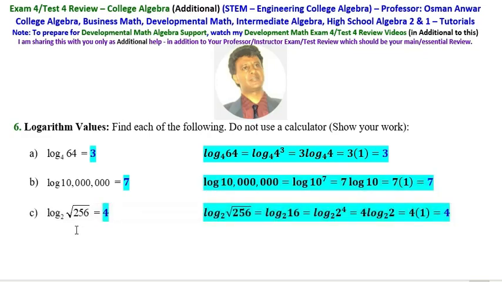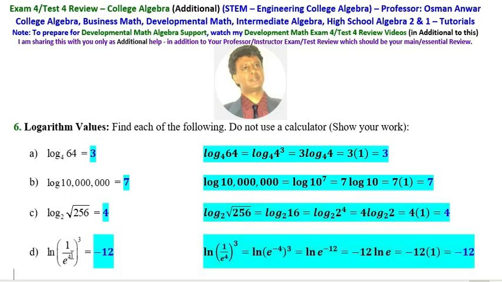Log base 2 of square root of 256, and the square root of 256 is 16. That is log base 2, 2 to the 4, since 16 is 2 to the 4. Bring the 4 down, that is 4 log base 2, 2. Log base 2, 2 is 1. That is 4 times 1, which is 4.